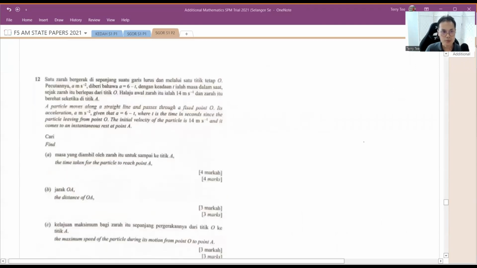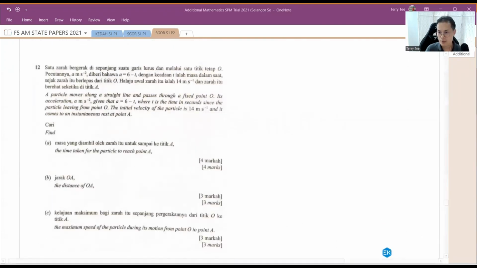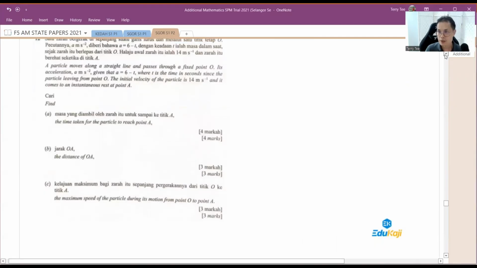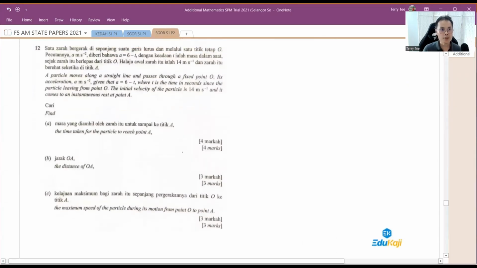Okay, let's move on to Section C, question number 12. This is Kinematics of Linear Motion, Form 5, Chapter 8. So here we have a particle that moves along a straight line. Its acceleration is given by a equals 6 minus t. So the initial velocity is this. You're finding the time taken for it to reach point A. It comes to instantaneous rest at point A.